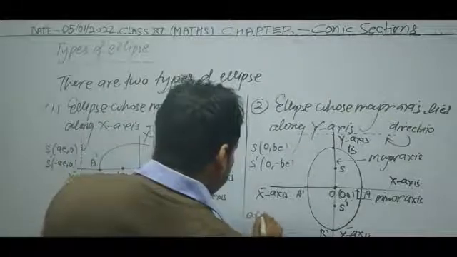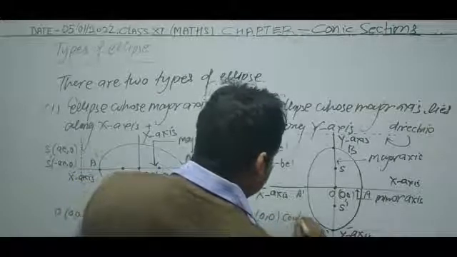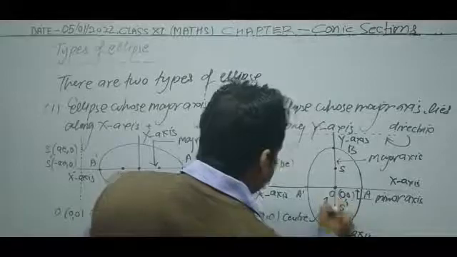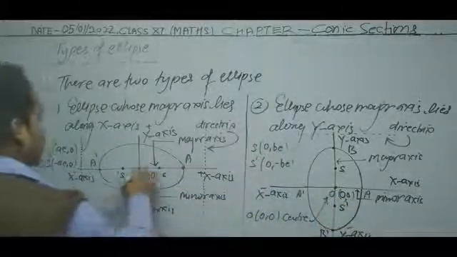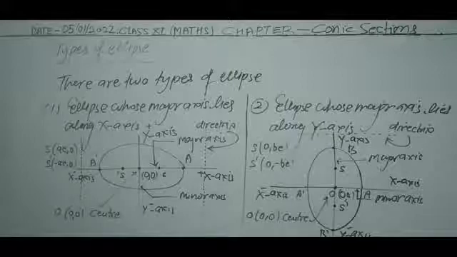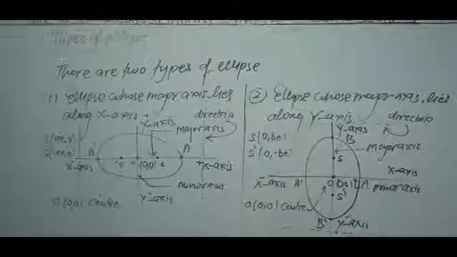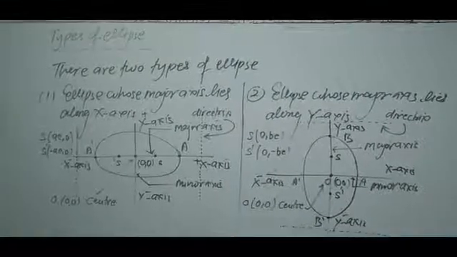Similarly, O (0, 0), this is the center of the ellipse. Now you can see, these are the terminologies of both ellipses: the one whose major axis lies along the x-axis and the one whose major axis lies along the y-axis.